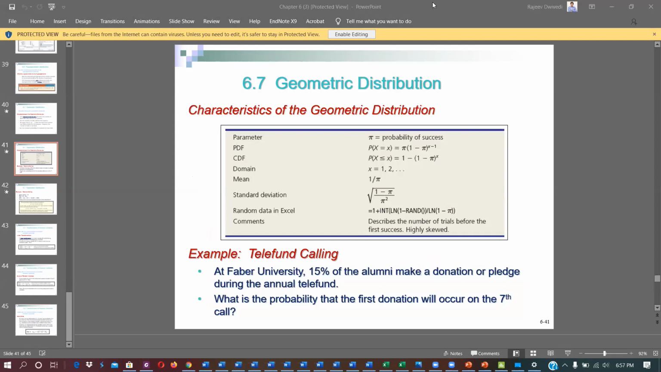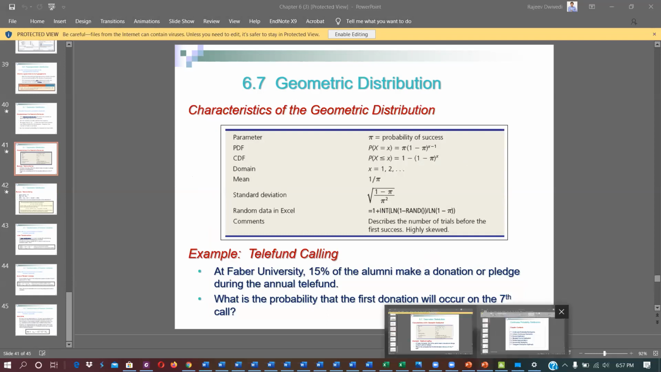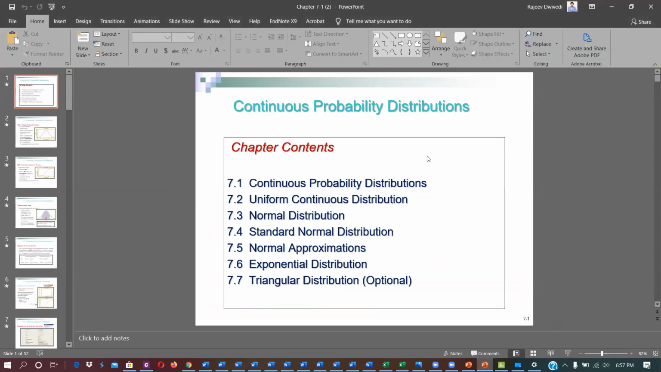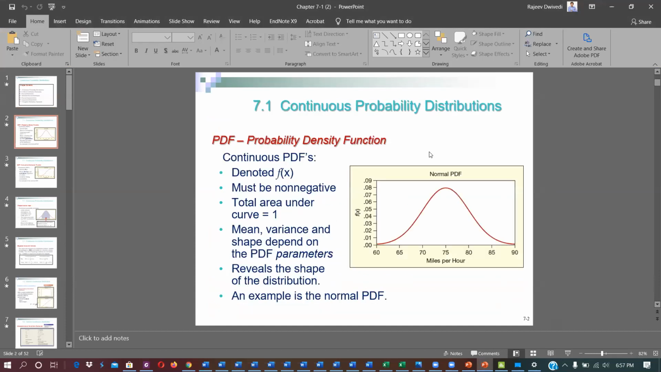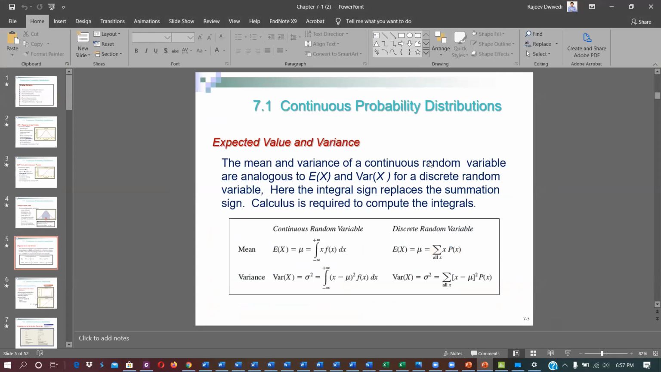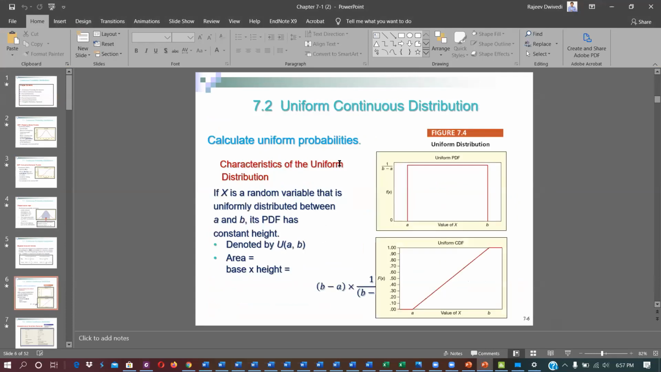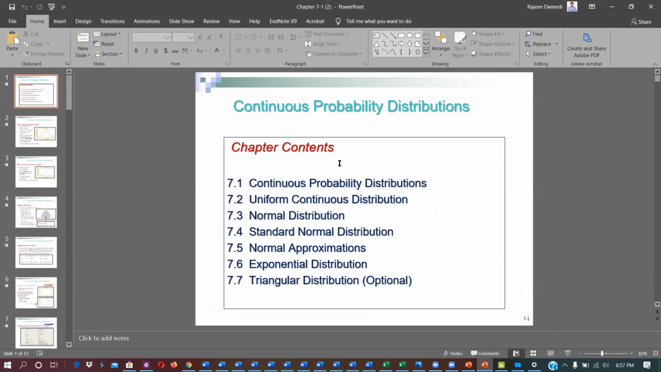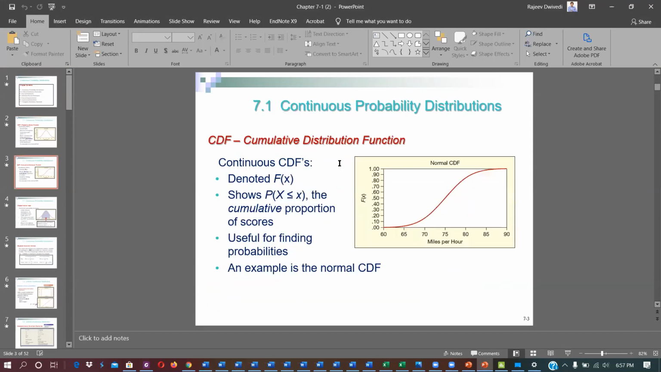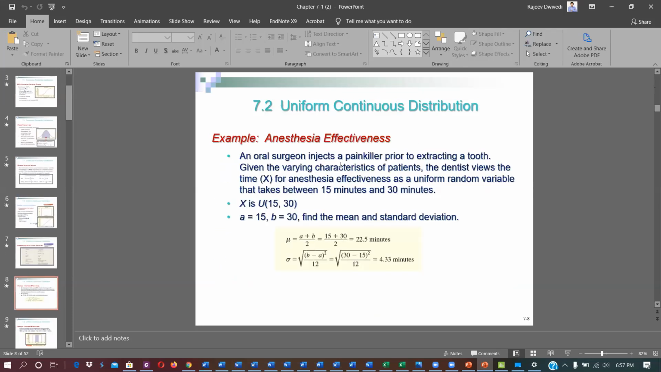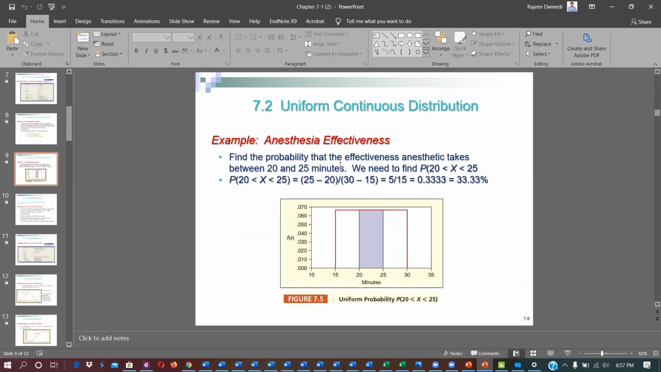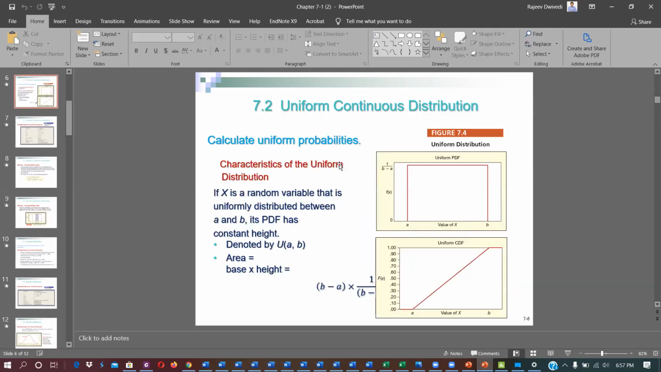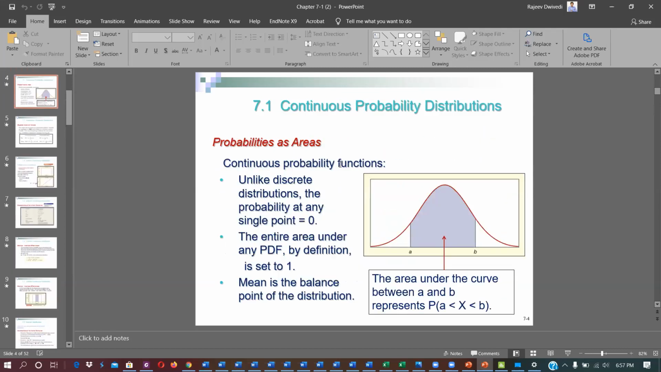Okay. Now we are going on to the next part, which is called continuous probability distribution. The difference between discrete and continuous is very simple. Here, all the rest remains the same.